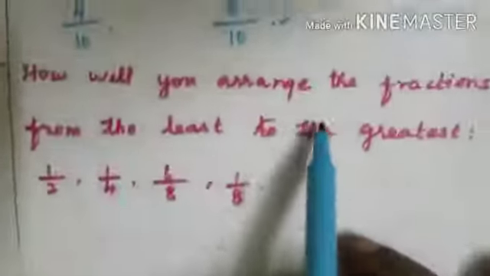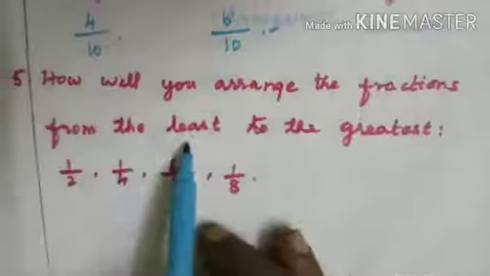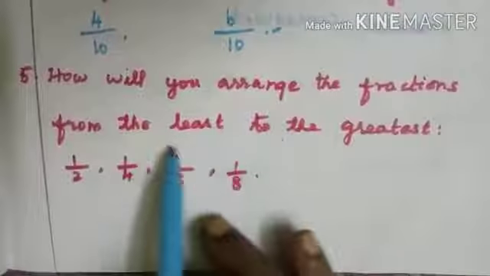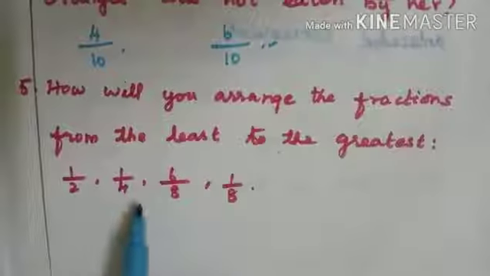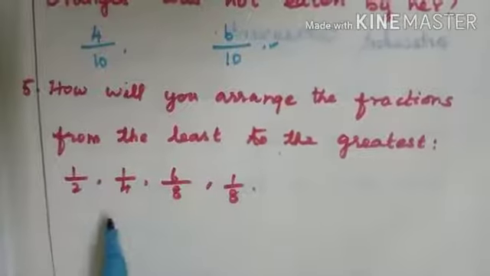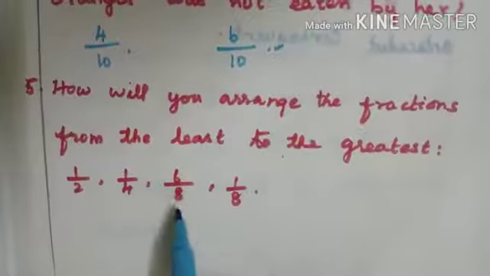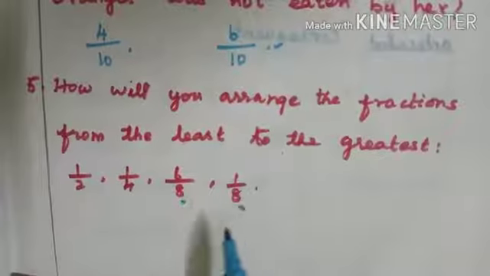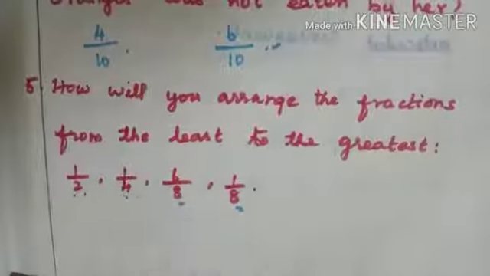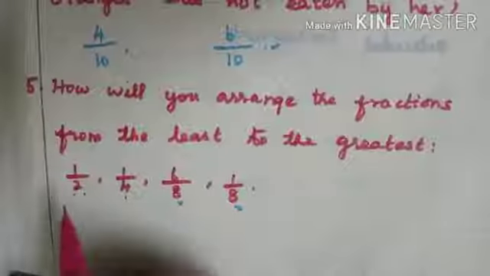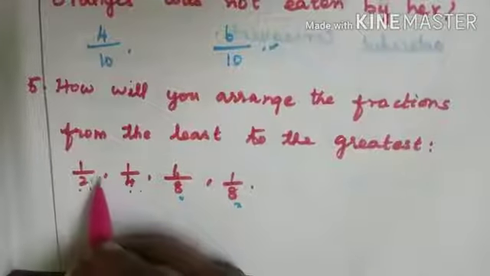Next, how will you arrange the fractions from the least to the greatest? From the least to the greatest, we have to get the same denominator. So we have to multiply with a number. Here you see 8 is the greatest number. So 2 4s are 8 and 4 2s are 8. So now we can multiply this number with 4, isn't it?